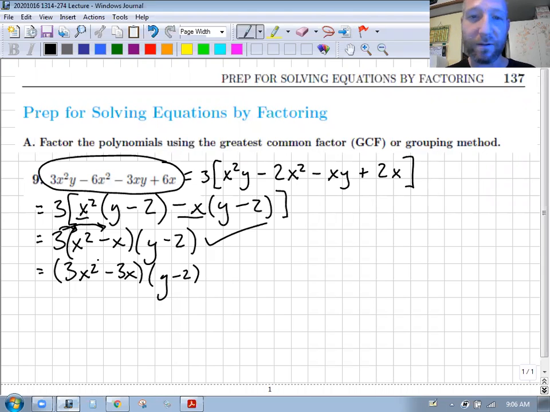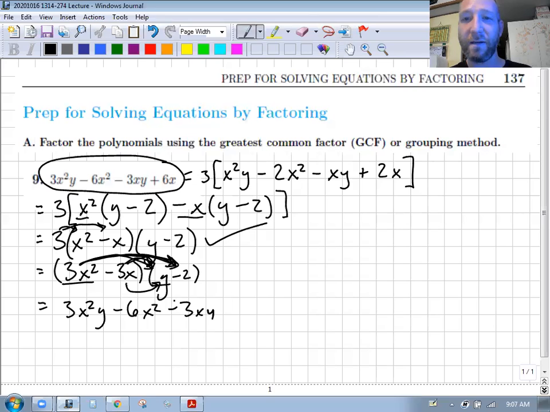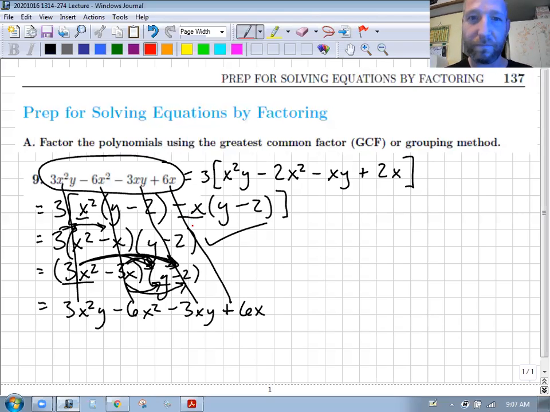Now if we multiply this across, we'd have to do this one and that one, and then this one and that one, which would give us the 3x squared times a y, and then 3x squared times a negative 2. That gives us a negative 6x squared. This one gives us a negative 3xy. And that one gives us a positive 6x. So if you look up here, there's that term, that term, that term, and that term. So that was a good factoring. All right, we checked our work.